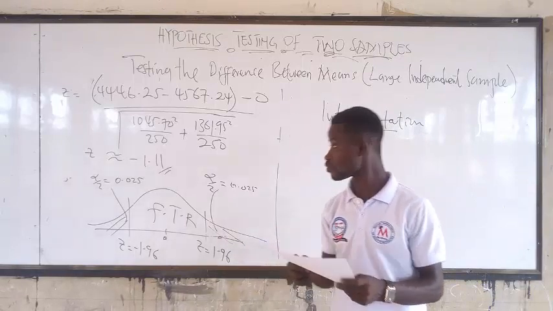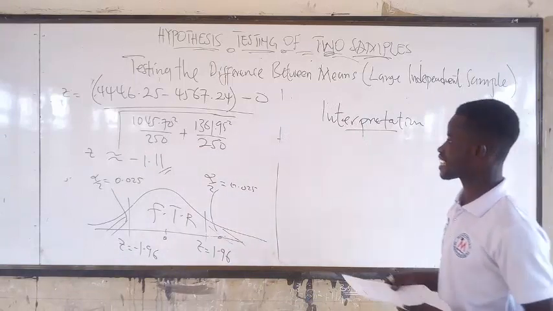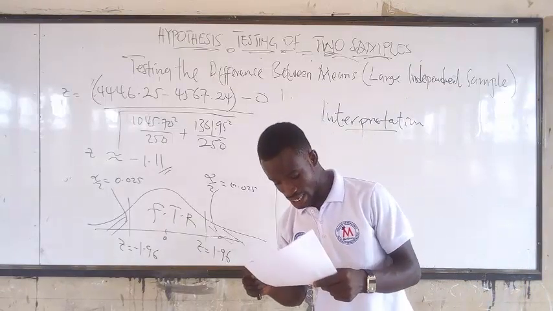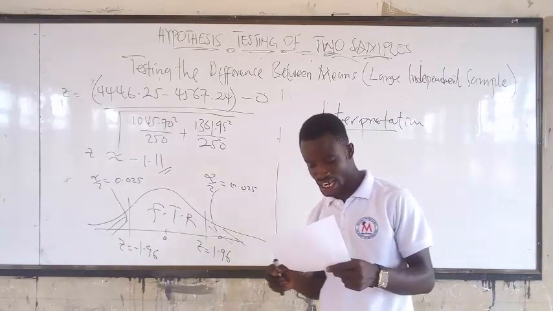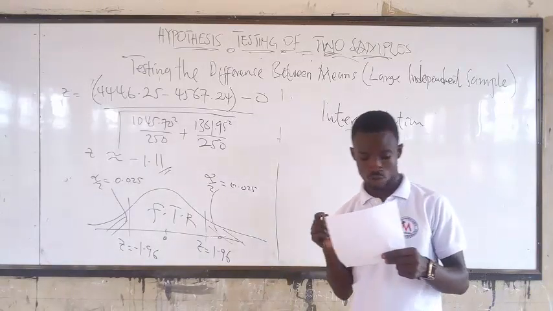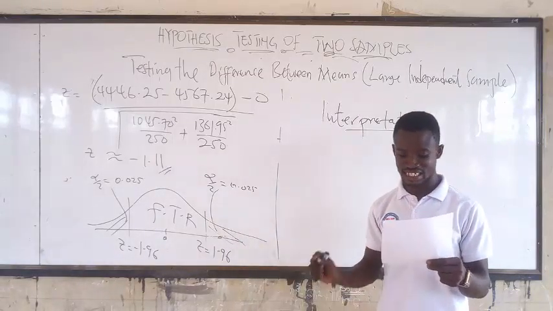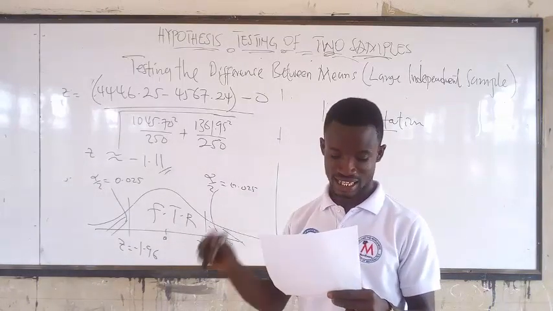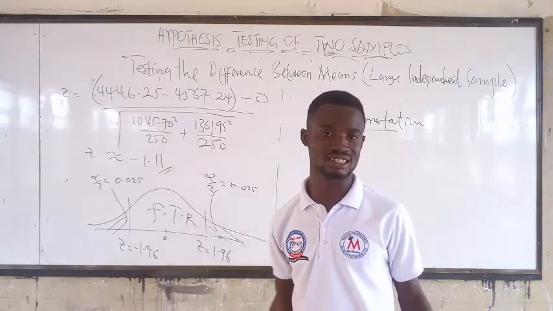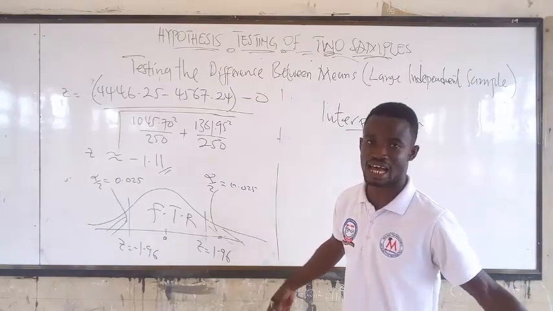alpha level of 5%. Sorry, 95% level of significance to support the claim that there is a difference in the mean credit card debt of households in Accra and Kumasi. So yes, simple. You failed to reject, so no evidence, that's all.